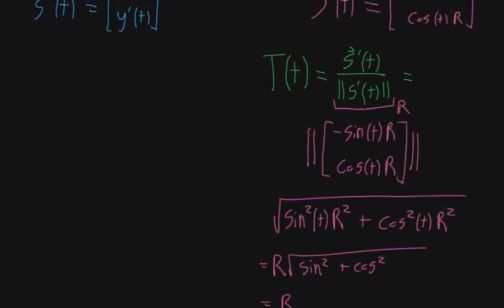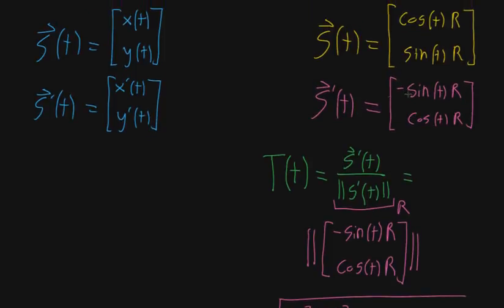So what that looks like, given that our derivative is negative sine of t times r and cosine of t times r, we're dividing out by an r. The ultimate function that we get is just negative sine of t and then cosine of t.